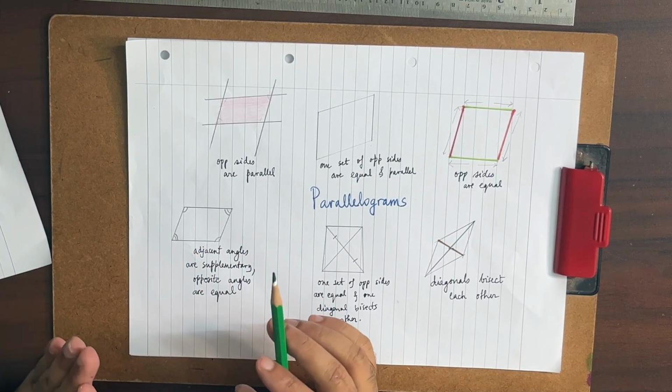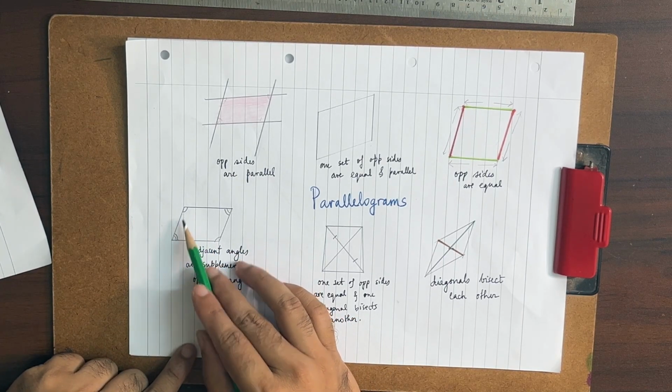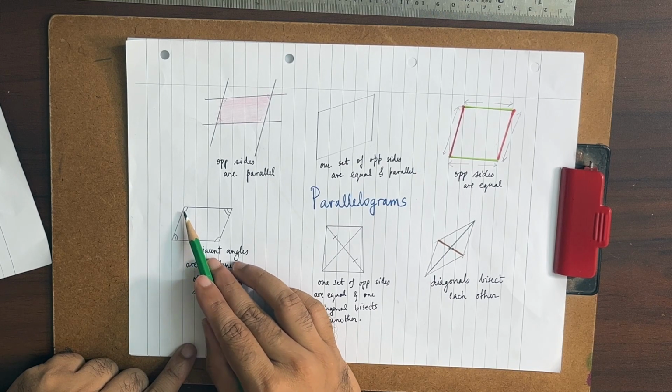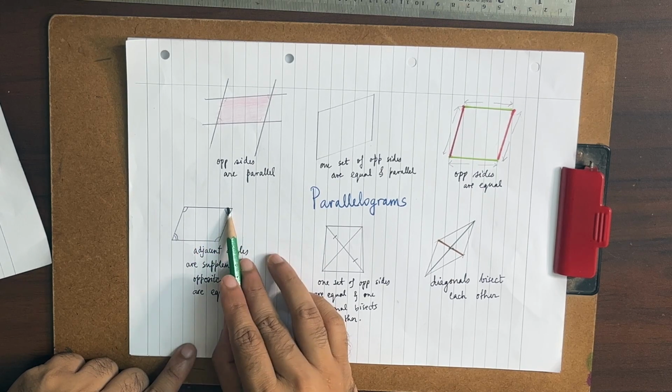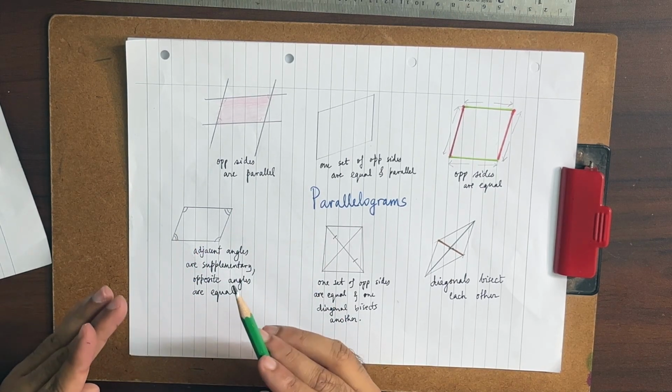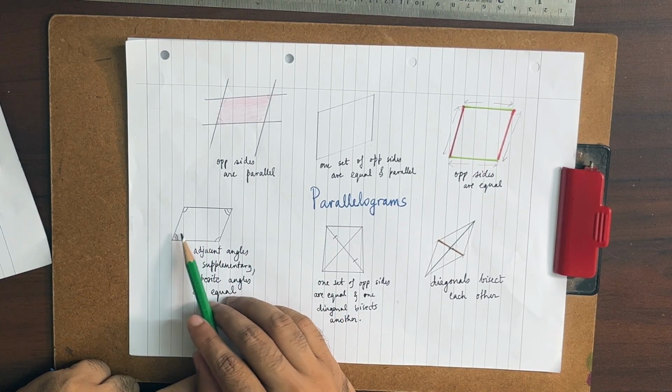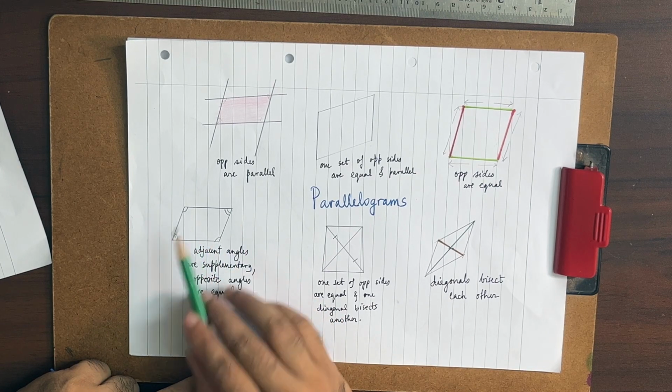Now, the fact that adjacent supplementary angles are unique tells us that this particular angle is supplementary to this angle, and this angle is also supplementary to this angle, forcing these two angles to be equal. So you can define parallelograms in yet another way. You could say that a parallelogram is a quadrilateral in which opposite angles are equal.